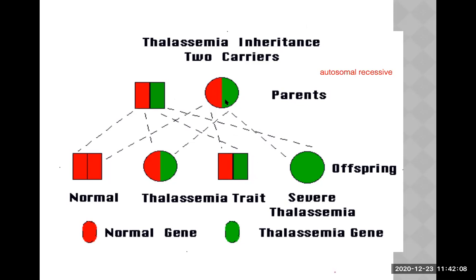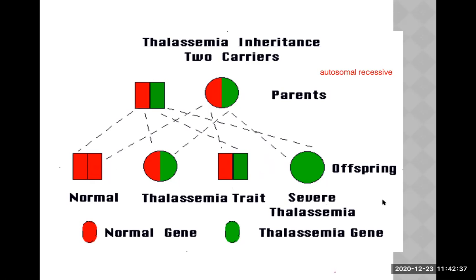So if we talk a bit theoretically, there is a 25% chance of having an abnormal baby. Look at this. There are 4 possibilities. Out of that, 1 possibility is of severe thalassemia. So 25% chance of having an abnormal baby, 50% chance of having a carrier, and 25% chance of having a normal baby.